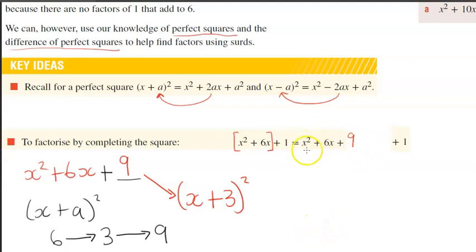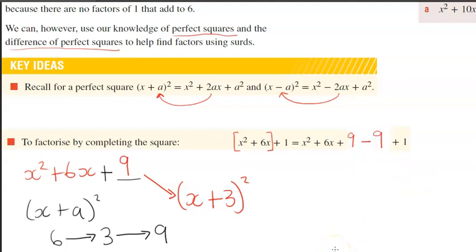So this can then factorize to a nice factorized format of x plus a, or in this case x plus 3 squared. The only problem is I can't just simply add a 9 to this expression. It doesn't balance itself. So whatever I add in this case, I'm also going to subtract.